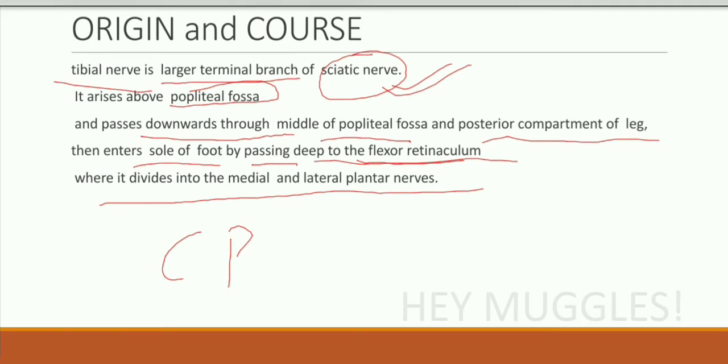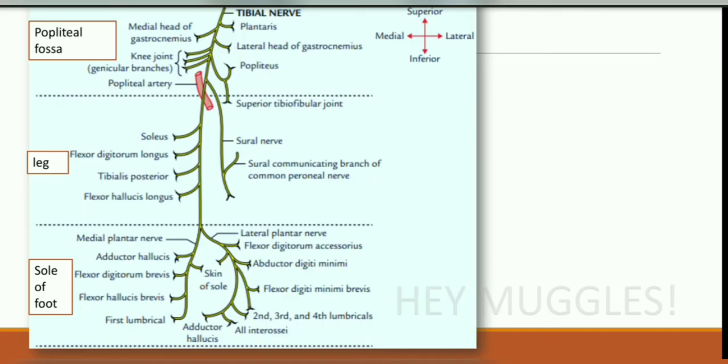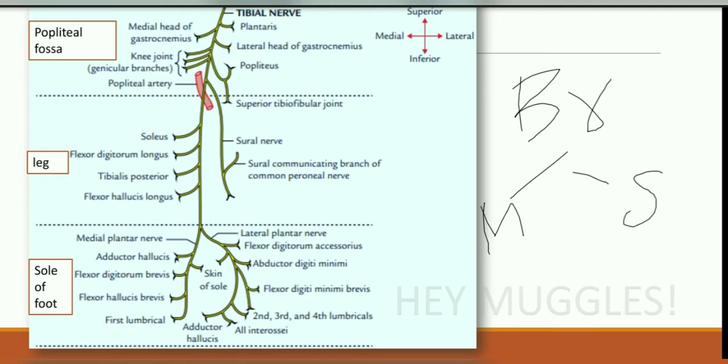What is the root value of your tibial nerve? It is the same as that of the sciatic nerve, as it is the terminal branch of your sciatic nerve. So its root value is L4 to S3 from the spinal nerves, right? Now coming to the branches of your tibial nerve. We are going to study its motor branches and its sensory supply.